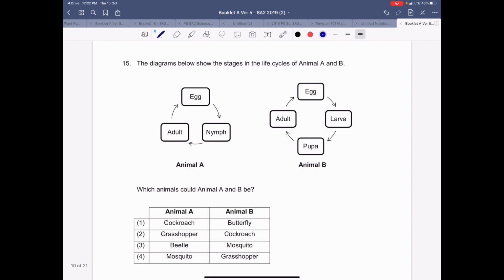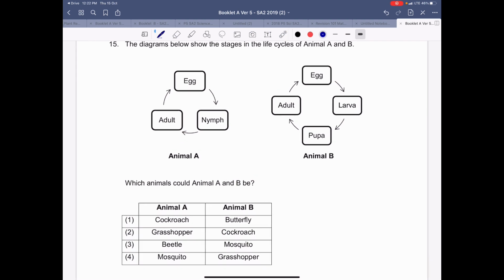The diagram below shows the stages in the life cycles of animal A and B. Which animals could animal A and B be? Once again, use the elimination method. Let's go. Option 1, column A. It tells you that it's a cockroach. How many stages does a cockroach have? 3. Very good. It has an egg, a nymph, and an adult. So correct.